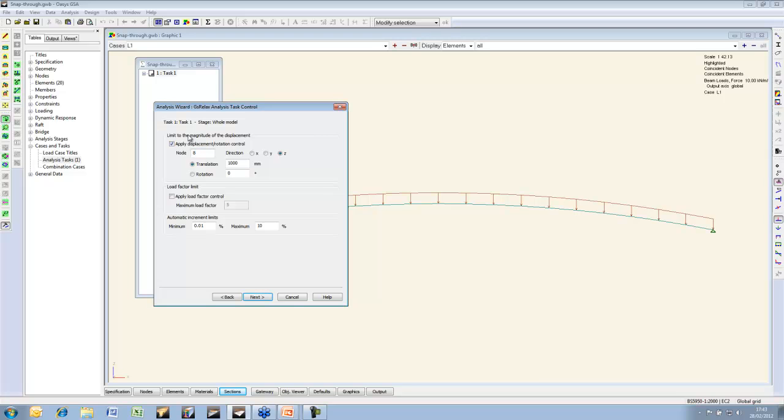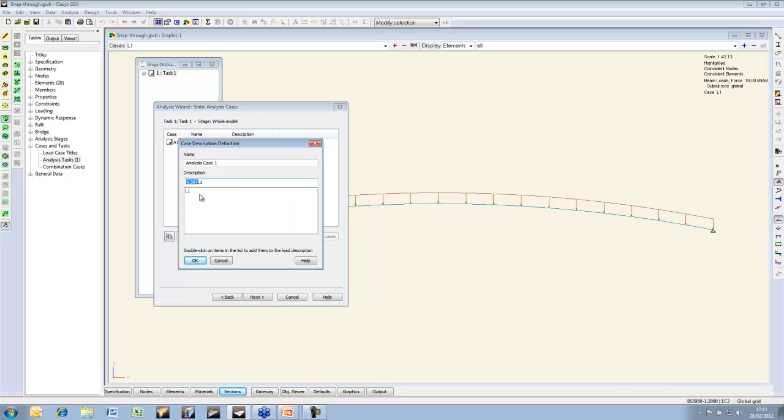Now, to make sure it stops, we've got limits. In this case I've got a displacement limit on the node at the top. I'm going to say stop the analysis once it moves vertically by a meter. Similarly, I could also apply a maximum load factor as well.